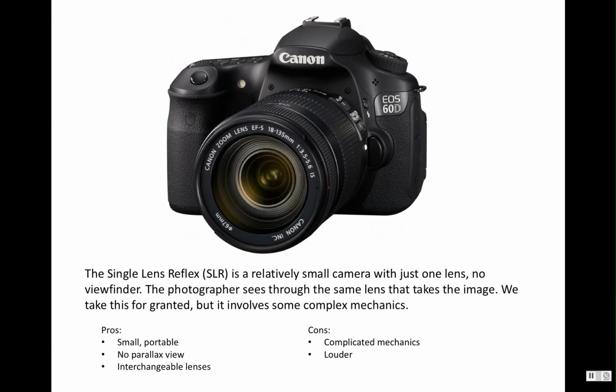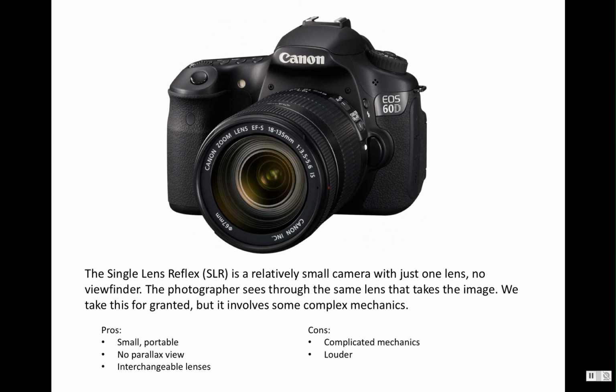The single lens reflex, or SLR, you'll often hear it referred to as DSLR in the digital age, for digital single lens reflex camera. This is a relatively small camera. It has just one lens. There's no separate viewfinder. In order to see out of this lens, and you're seeing out of the same lens that's going to take the picture, this involves some complex mechanics.